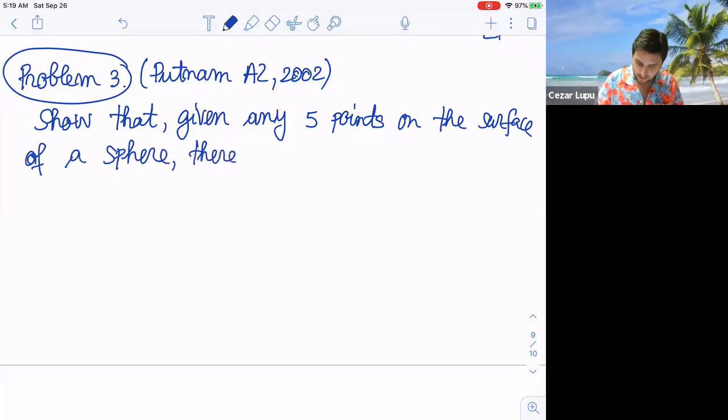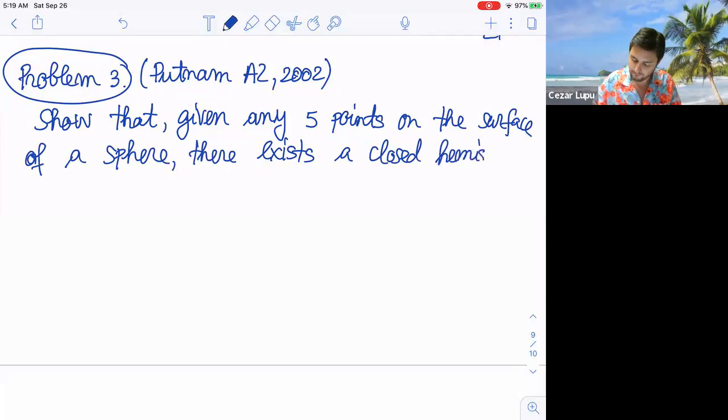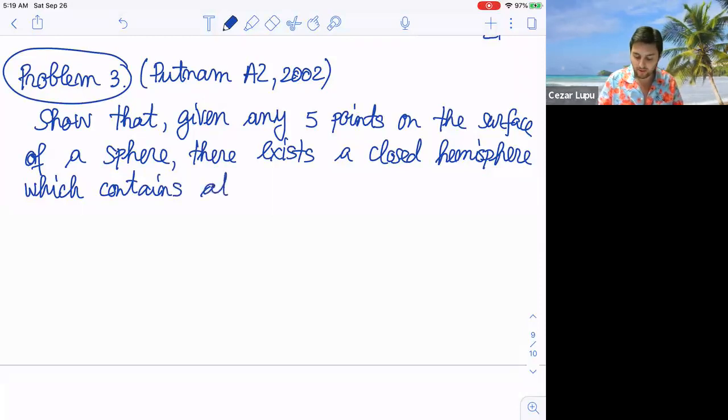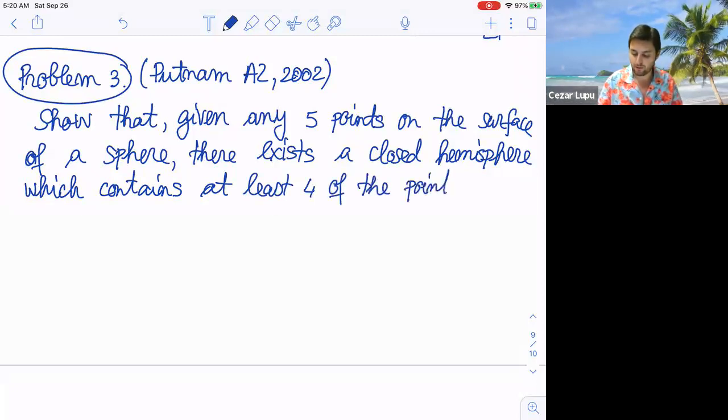there exists a closed hemisphere which contains at least 4 of the points. Wow. So out of those 5 points, there will be a closed hemisphere. So any way you pick 5 points on the surface of a sphere, you can find a closed hemisphere which contains at least 4 of them.